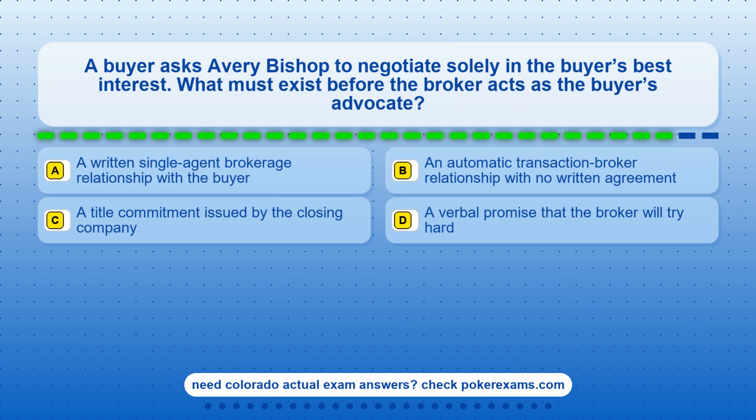Question 6. A buyer asks Avery Bishop to negotiate solely in the buyer's best interest. What must exist before the broker acts as the buyer's advocate? Option A. A written single-agent brokerage relationship with the buyer. Option B. An automatic transaction-broker relationship with no written agreement. Option C. A title commitment issued by the closing company. Option D. A verbal promise that the broker will try hard.